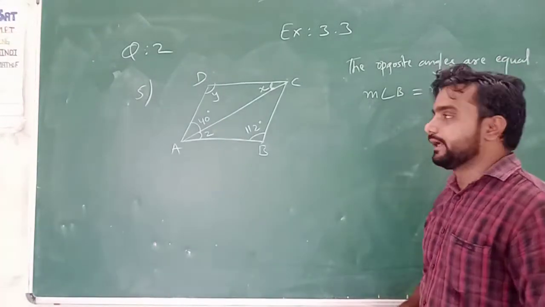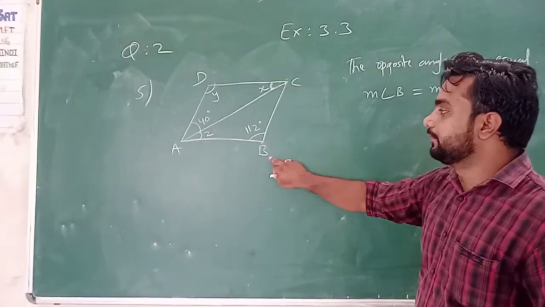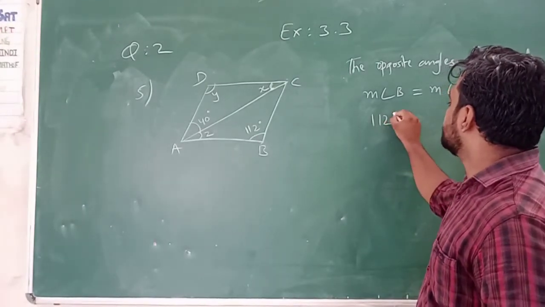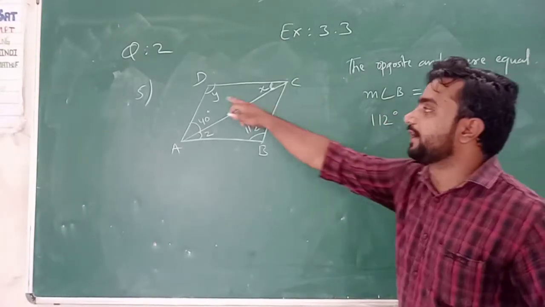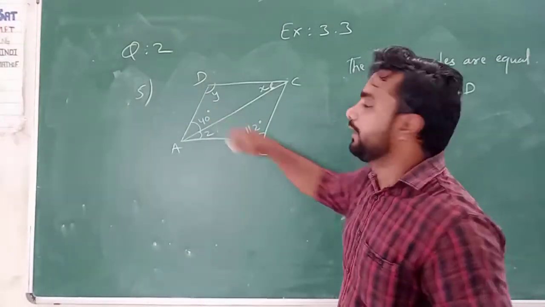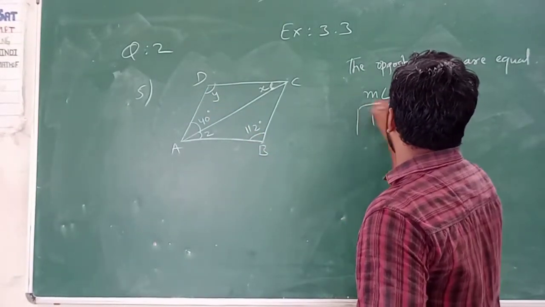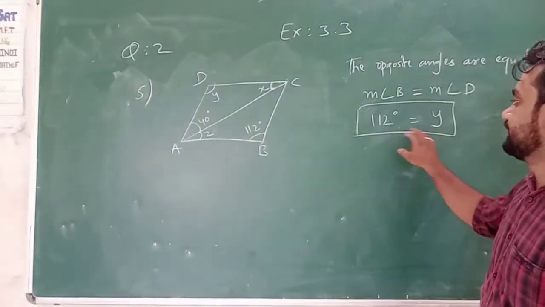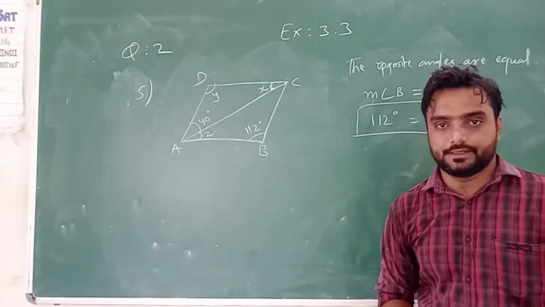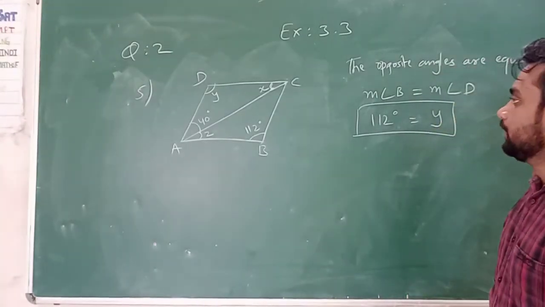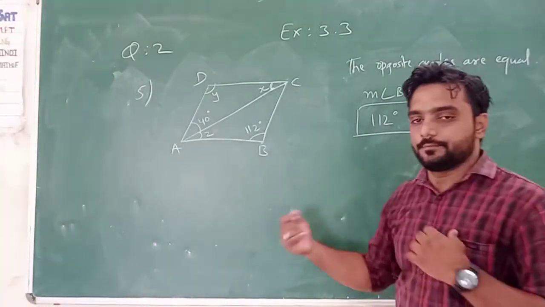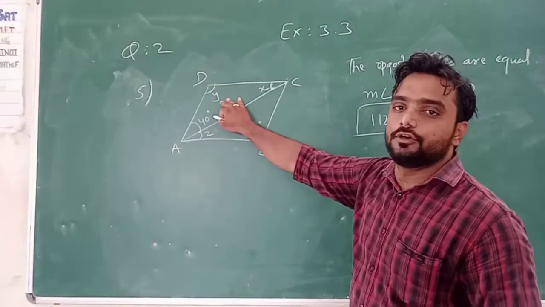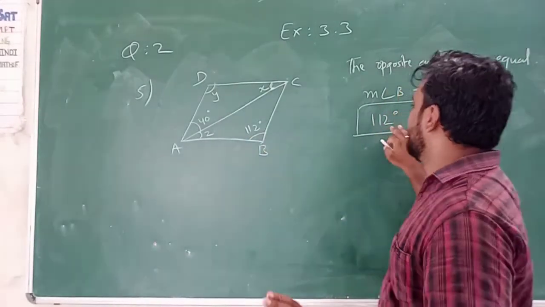So according to that, what is the measure of angle B? Angle B का measure कितना है? 112 degree is equal to the measure of angle B. That is the unknown value. So here I am obtaining, on the basis of the property of parallelogram, the value of y, that is equal to how much? 112 degree. Understand or not? Now proceeding to the next method. Now just see here. I am obtaining the value of y as 112 degree.